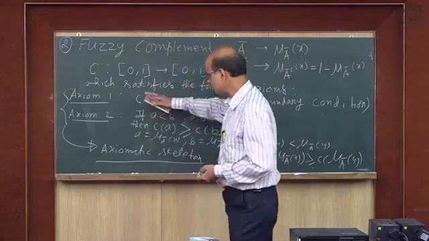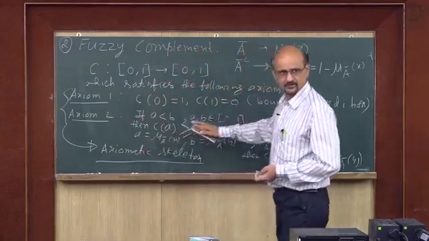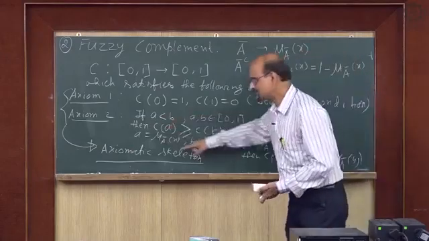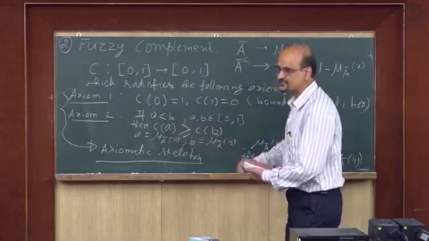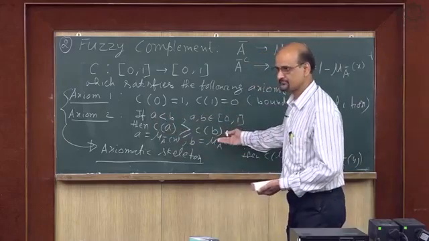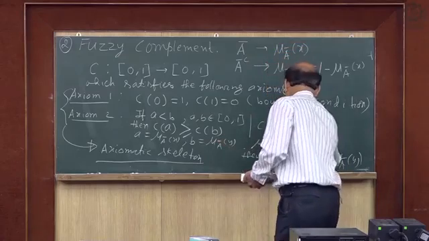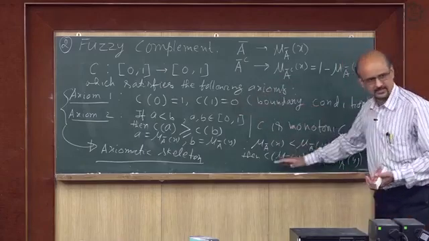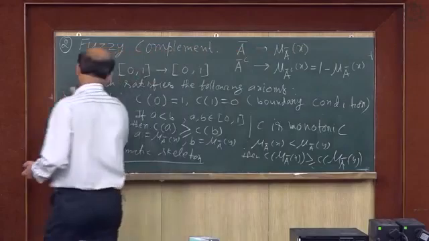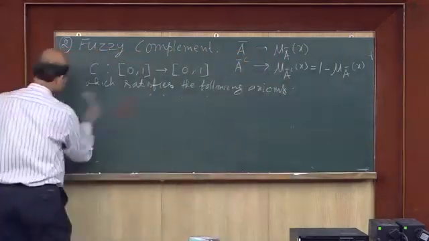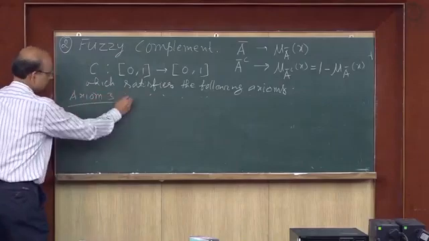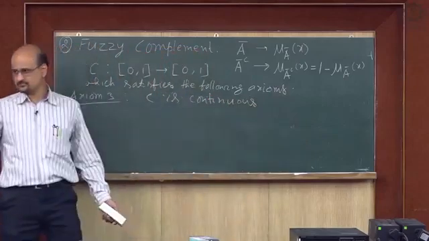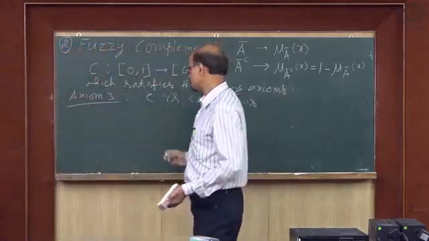With these two we have 2 more axioms for this complement function, which are also obvious. I am writing axiom 3 and axiom 4. One more thing: this says that C is a monotonic function. So, we have the first axiom, the boundary condition, and the second axiom, monotonic. Now come to the third and fourth. The third axiom is that C is continuous. You know what continuous is.